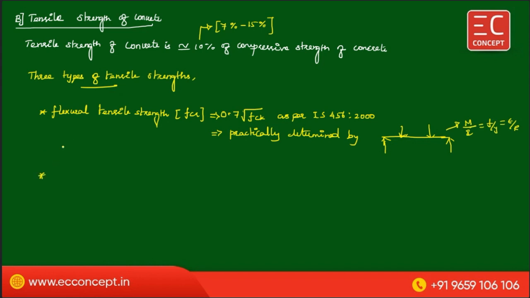Next one is split tensile strength, which is represented as F split. F split is approximately 0.66 FCR. That is the previous one, FCR.